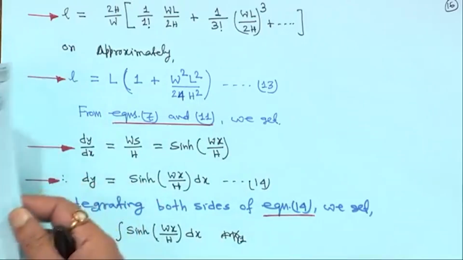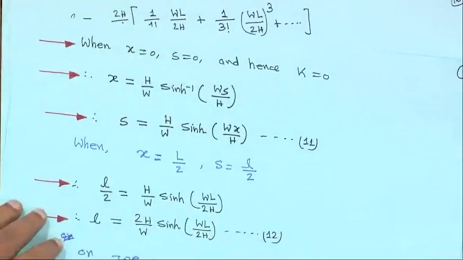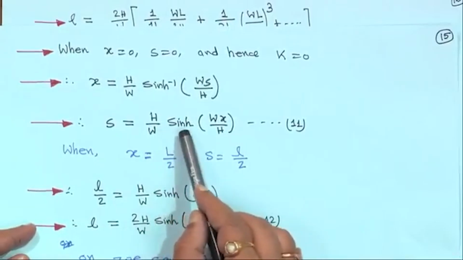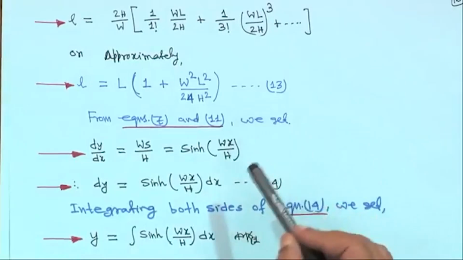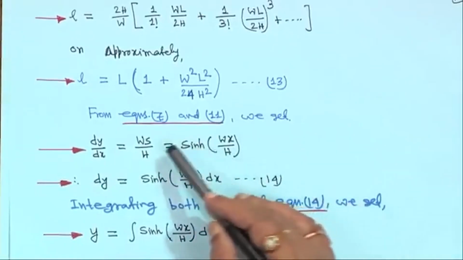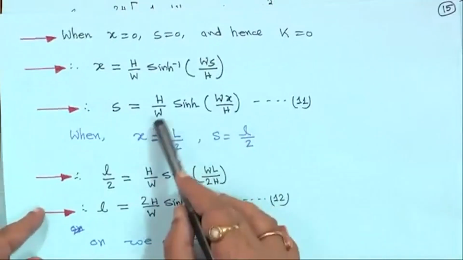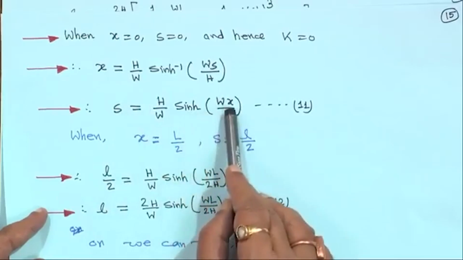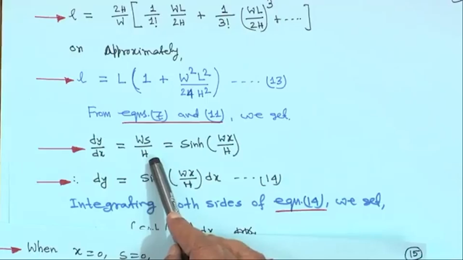So this is equation 11. Here it is S is equal to h by w sinh(wx/h). In your equation, dy/dx is equal to ws/h. So if you cross multiply, it will be ws/h is equal to sinh(wx/h). That is why you are writing dy/dx is equal to ws/h.